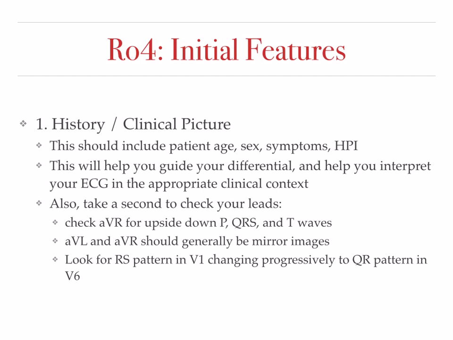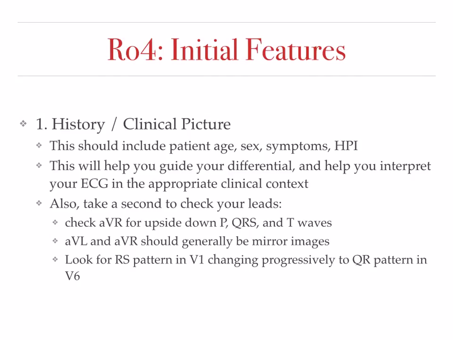So starting out with the 4 initial features, our first one is going to be our history and our clinical picture. This should include patient age, sex, symptoms, and your history of present illness. This will help you guide your differential and help you interpret your EKG in the appropriate clinical context.